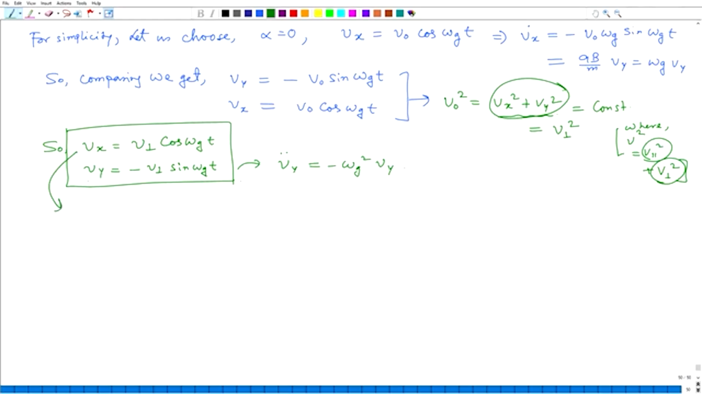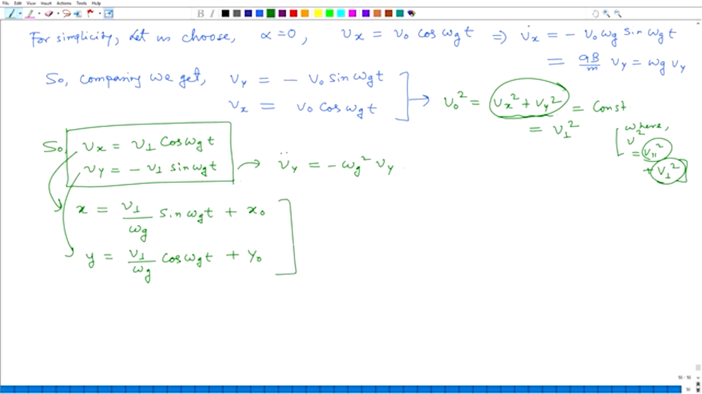So, what will be the solution for x? x will be simply equal to V perpendicular by omega g, since dx dt is equal to this, so that will be sin omega g t, plus of course x0, which is the constant of integration. Then for Vy you will have y is equal to V perpendicular by omega g, and then you have minus cos omega g t, but there is a minus, so finally it will go away and you will have cos omega g t, plus y0.